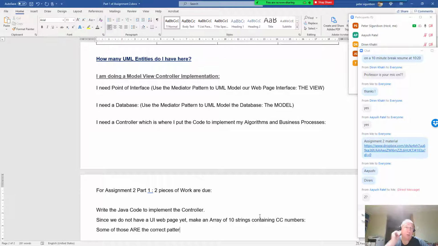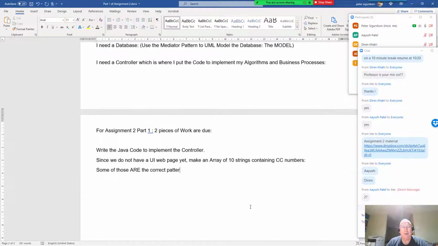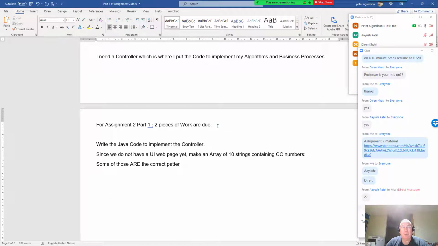And you know how to use equals, right? If you don't know the basic Java, just kick me an email. I can help you out with that. But you guys have taken level 1 Java. I don't think that's a very complicated Java programming problem. And again, if you need help, let me know. I'll jump in there and I'll help you with the code. Some of those are the correct pattern and some are not.